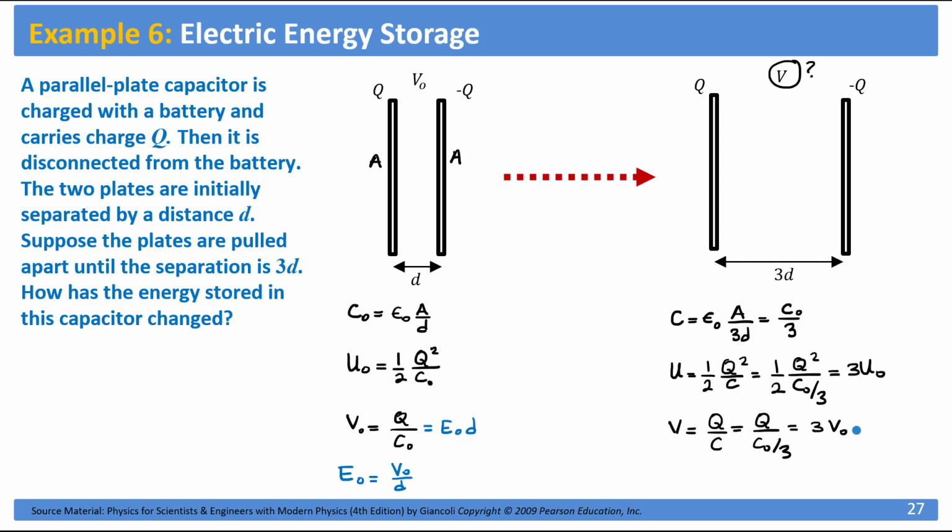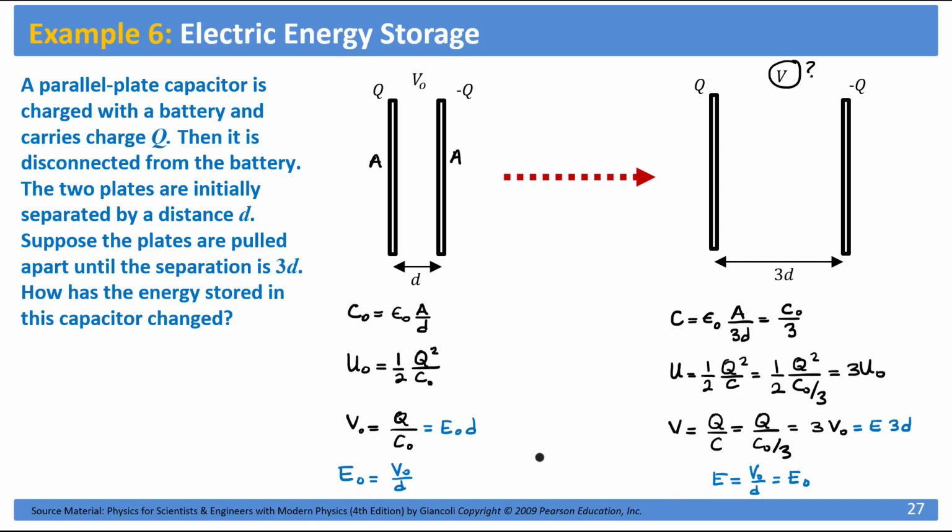Now I know that voltage is equal to the electric field times the distance between the plates. In this case, the distance is 3D. And if you solve this for the electric field, what you are going to get is 3V0 divided by 3D, which is again V0 over D. So apparently the electric field does not change.